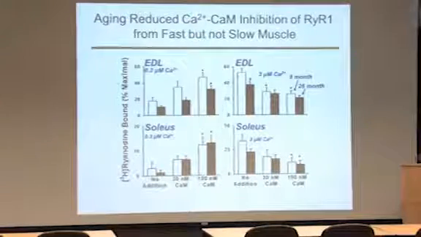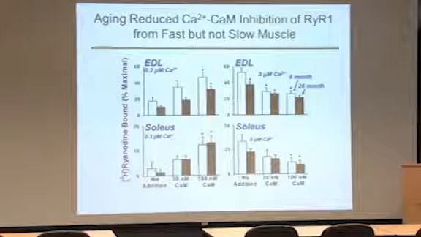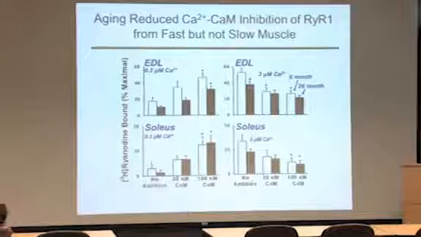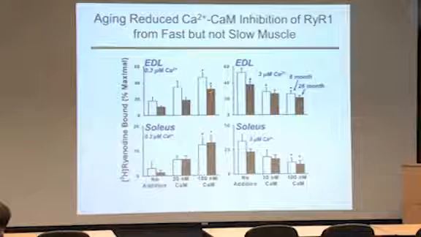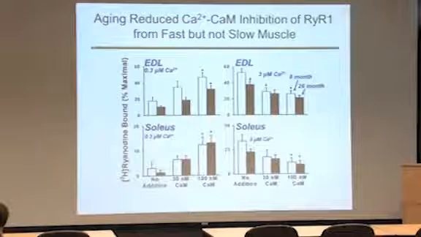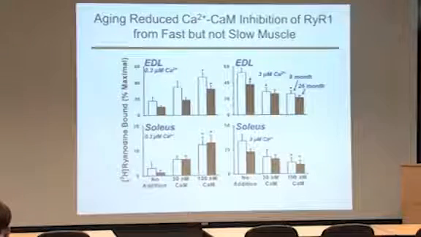Calmodulin activation, so this is low calcium concentration. This should be apocalmodulin. We see that the open symbols are the young muscle, filled ones are the old muscle. Apocalmodulin activates both the EDL and soleus ryanodine receptors, from fast and slow muscle. The inhibition, though, is impaired. This is calcium-bound calmodulin.